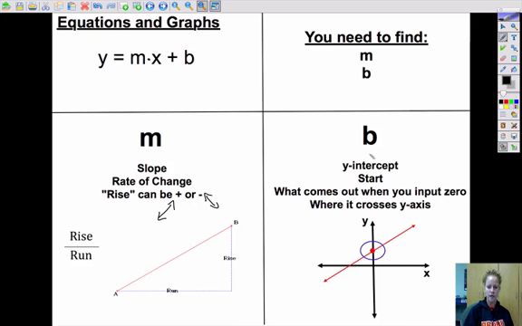B is the y-intercept. It's the starting value we saw in a table. We also saw in the tables that when your x or your input equals 0, your output is the y-intercept. And you can see that on the graph because when x is 0, that means we're on the y-axis, and it's where the line crosses that y-axis.